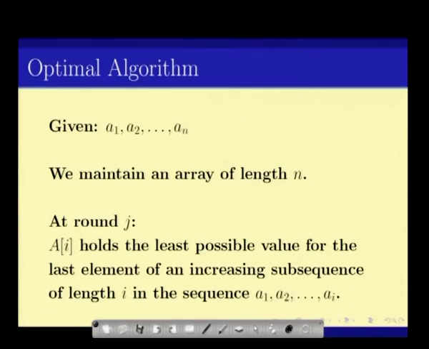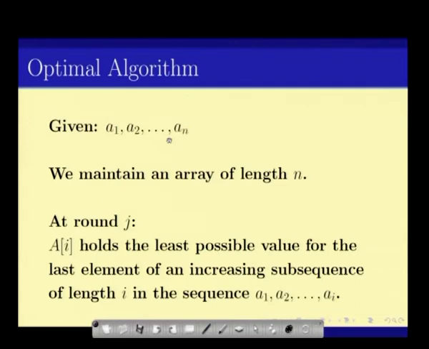So, it turns out that this is also the optimal algorithm. I will not talk about why it is optimal. We have been given a1 to an, and we will maintain an array of length n. We will go over it round by round. Every round we will see one more symbol in a1 to an. So, in the round j, I have seen a1 to aj.